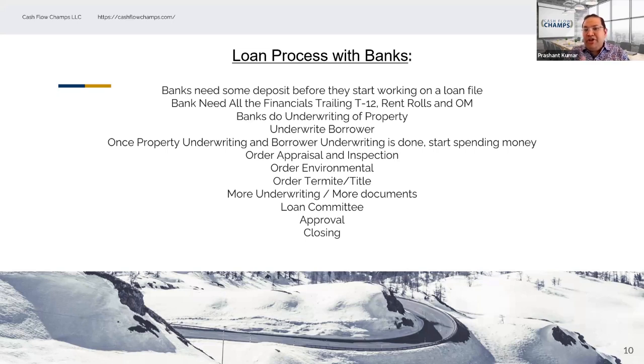They underwrite the property, they underwrite the borrower, who are the guarantors. So they look at all your financials, your bank statements, your schedule of real estate owned. Once that is done, they have underwritten the property and the borrower. Then they start spending money. When I say they start spending money, it means they start ordering appraisal and environmental, basically.